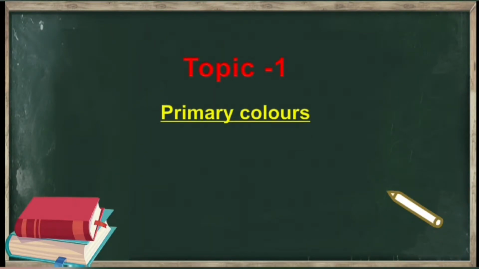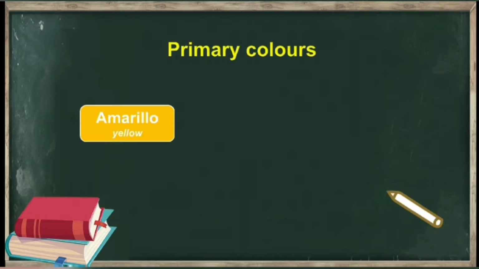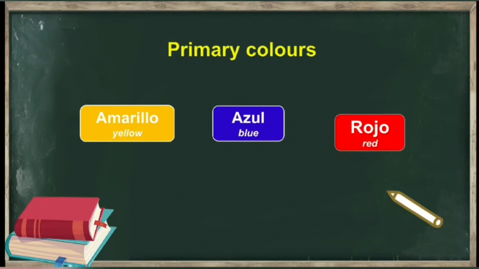Topic 1. In this topic, we'll see primary colors. Primary colors. Let's see the primary colors. Amarillo, which means yellow. Azul, which means blue. And the last one, rojo, which means red.